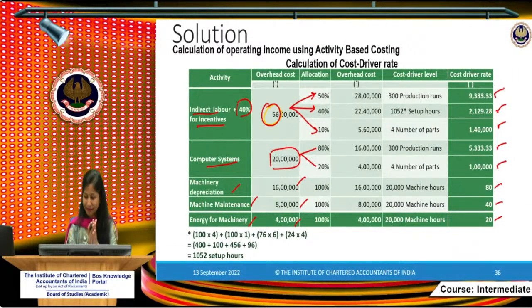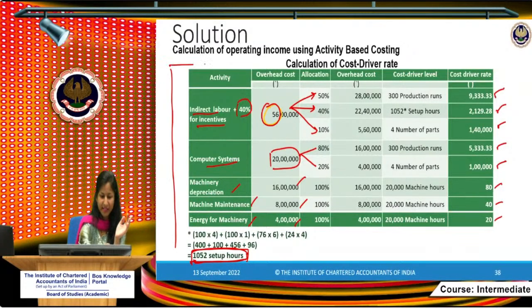What is the next step? The set of hours we have already calculated. Whatever I am calculating, while you are attempting the question in the exam hall, don't just calculate on rough paper. You need to write every working note in the main sheet. Like this set of hours, don't just calculate it on the question paper. You need to write it down in the answer sheet with the note where it has been used. I hope up to this sheet everything is clear.